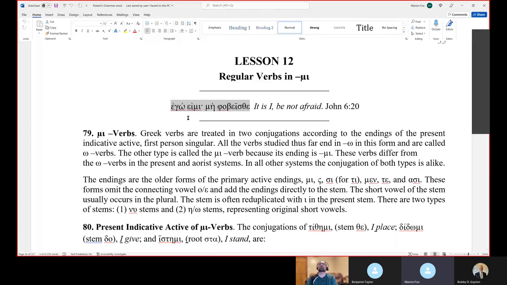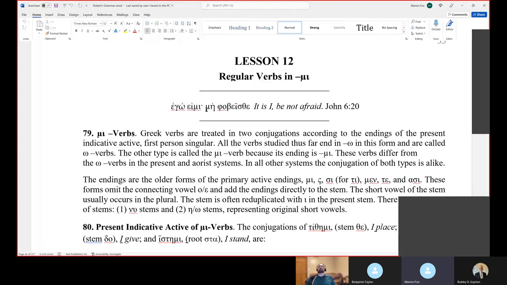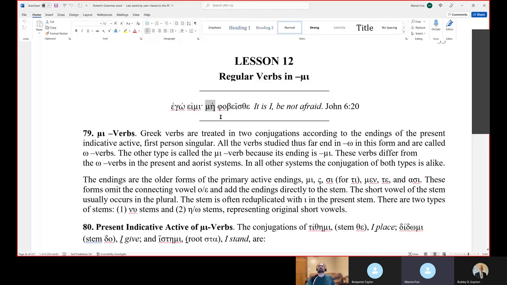All right. So we have here ego eimi. Me is the word not. And so, a no or not. And it's phobeisthe, and this is from phobeo, and I'll write it down here for you.